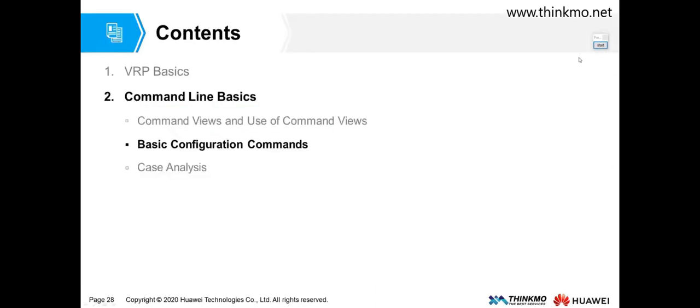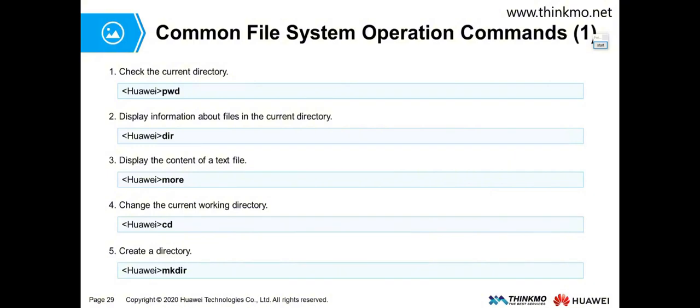We also need to understand some basic configuration commands. Here, let's take a look. First, pwd means we want to check the current directory. If it is dir, we input dir to display some detailed information in the current directory. If it's more, it means to display more of the text file content. If it's cd, it is used to change the current working directory. If it's mkdir, it means I want to create a directory.